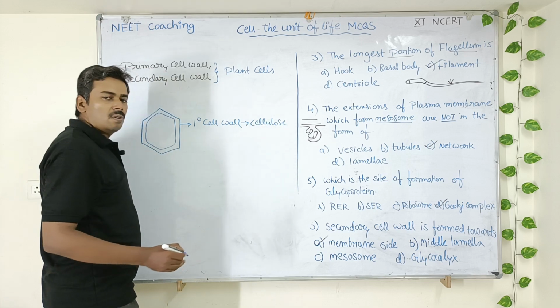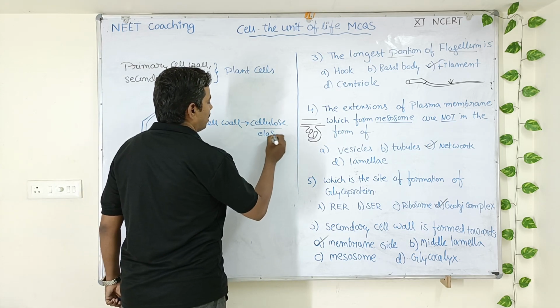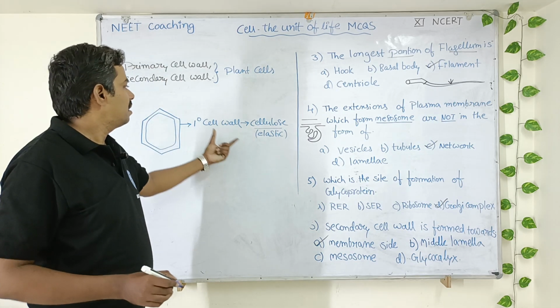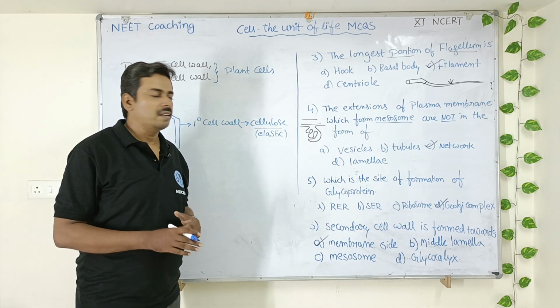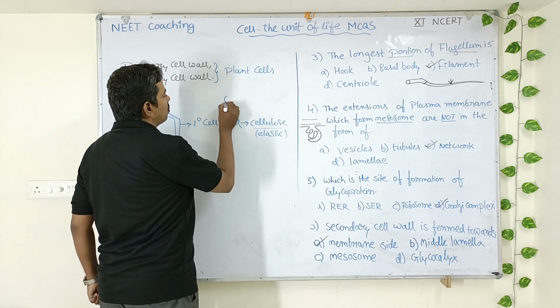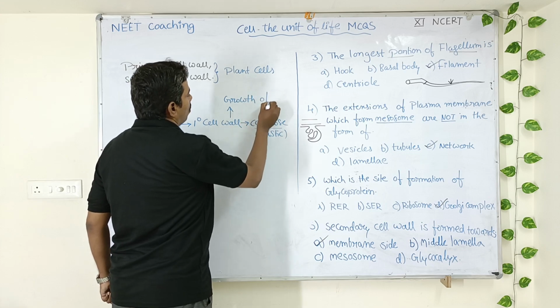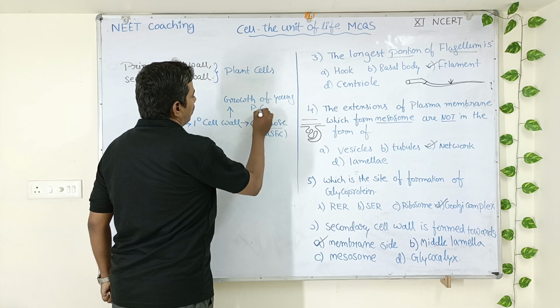Cellulose is elastic in nature. Because of this elastic nature, the primary cell wall will allow the growth of the young cell. So the primary cell wall allows the growth of the young plant cell.